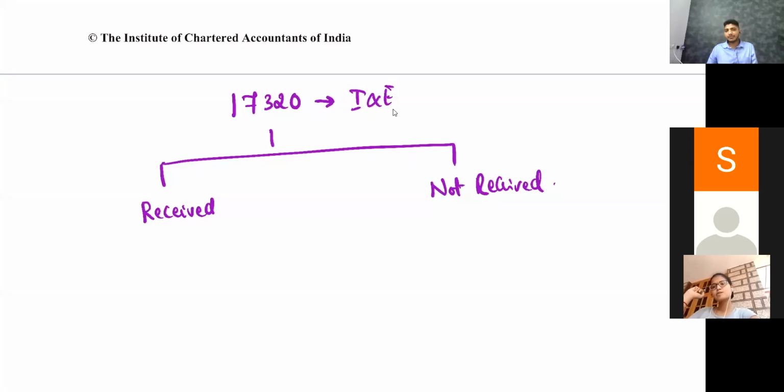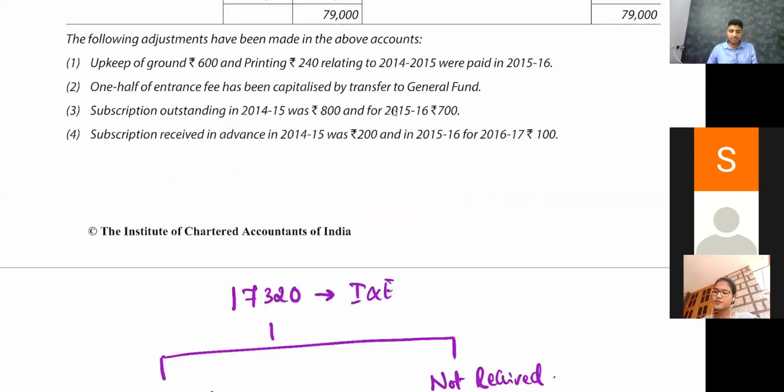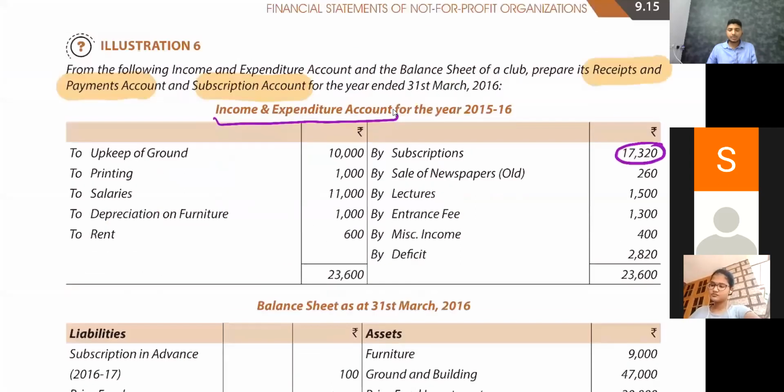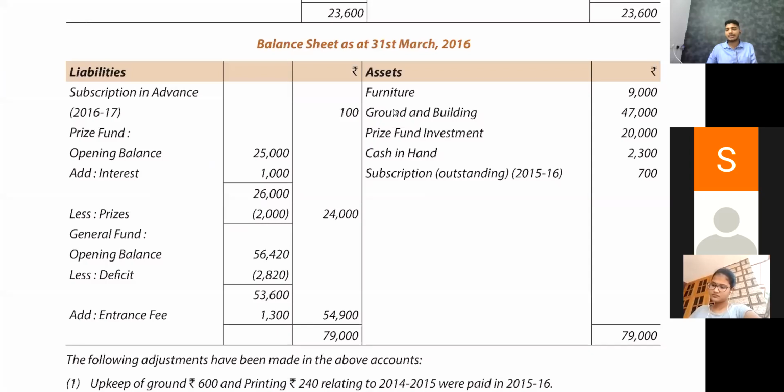Now, is there any information as to what is the subscription not received in the current year? Where do I get it? Do I get it in income and expenditure account? No, I will get it in the balance sheet. Where have they given it in the balance sheet? Look here, subscription outstanding 2015-16, how much? 700 rupees. So this is that subscription which is not received. Clear? Did you understand?